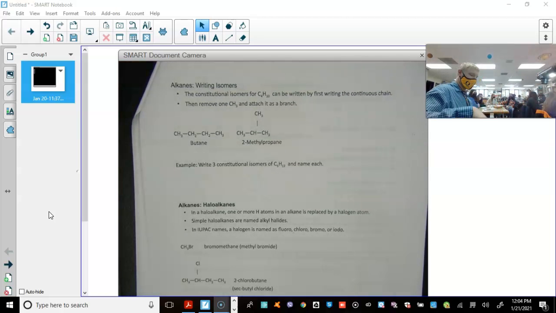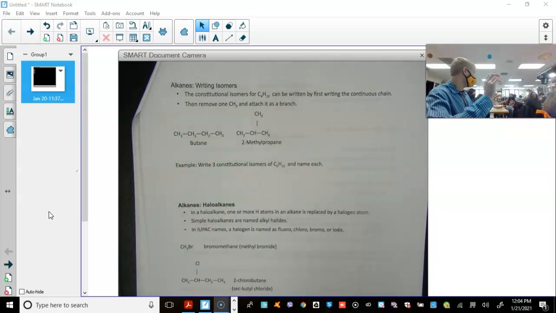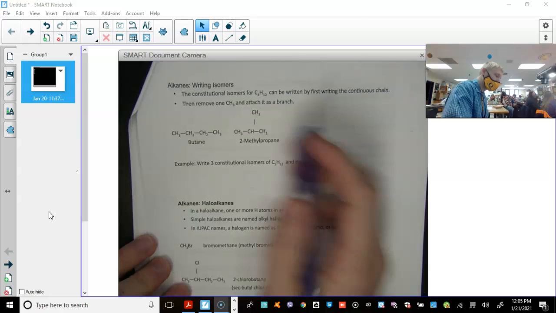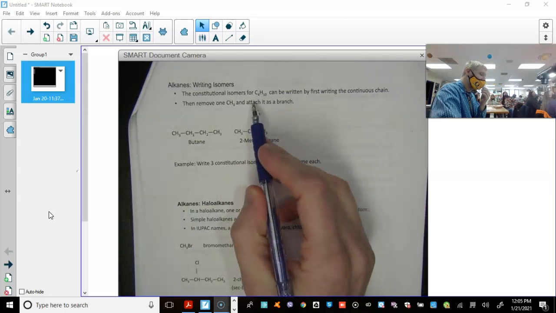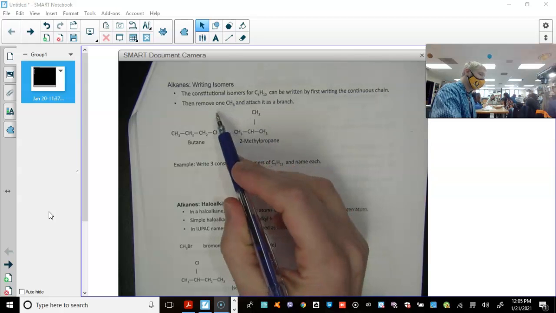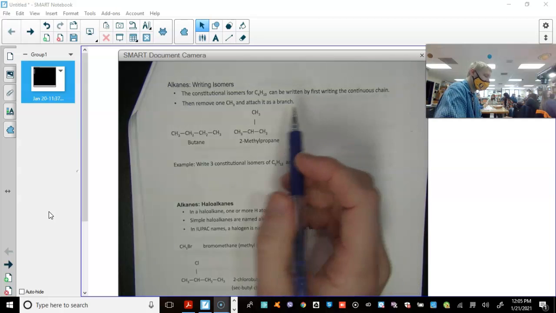Alkanes, writing isomers. Hey, this is kind of like that pink sheet that we did earlier. Constitutional isomers. Are there a lot of different types of isomers? Yes. We've only talked about constitutional isomers. Part 5 of this unit is optical isomers, which is more complex. We'll talk about that later. C4H10 can be written by first writing the continuous chain, then removing one CH3 and attaching it as a branch. Or it's like trial and error.